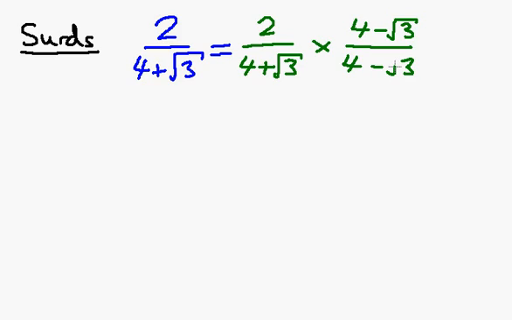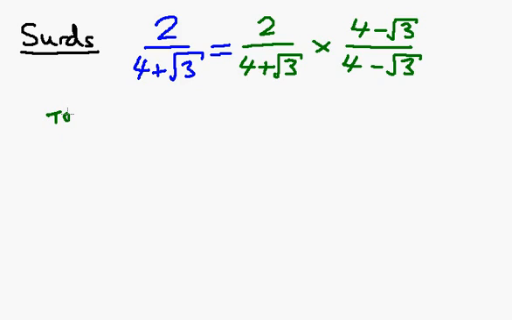The reason for me choosing this is so that when I multiply the two denominators together I will get a number that does not include any surds. Okay, and you'll see that happen. So first of all I'm going to deal with the top.